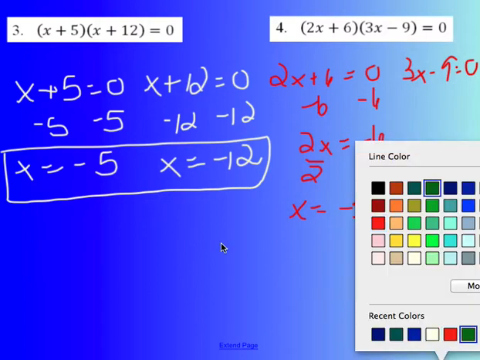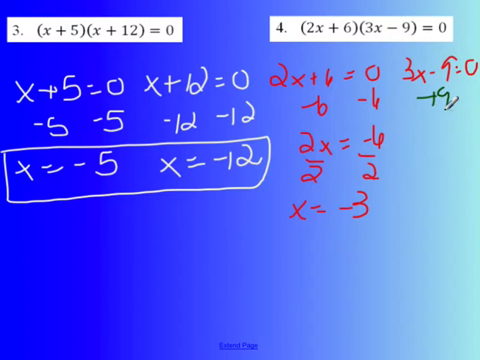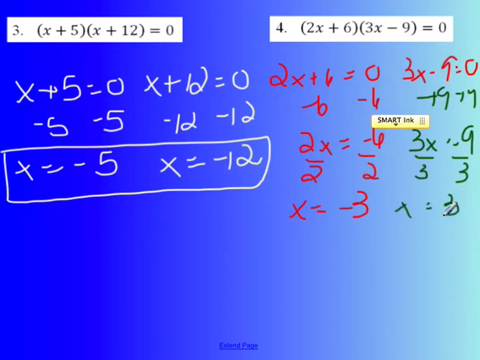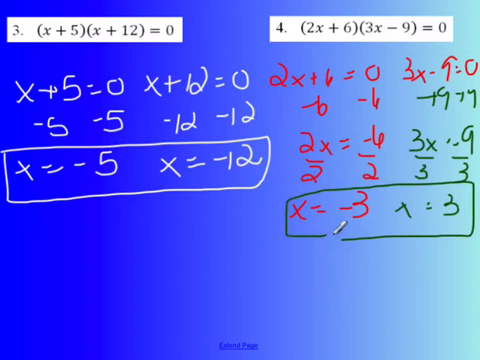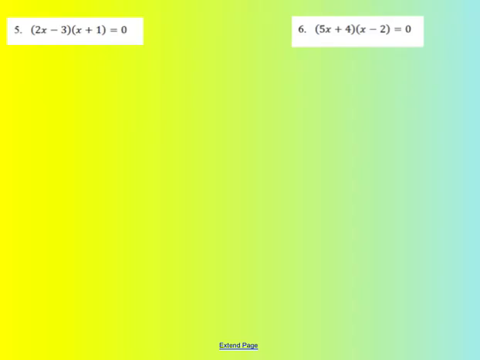Okay, so now since it's minus 9, we need to add 9 to both sides. So then we get 3x is equal to 9. Now since that 3 is being multiplied, we need to divide both sides by 3. 9 divided by 3 is going to equal 3. So your solutions for number 4 are that x is equal to negative 3 and x is equal to positive 3. Let's take a look at number 5.